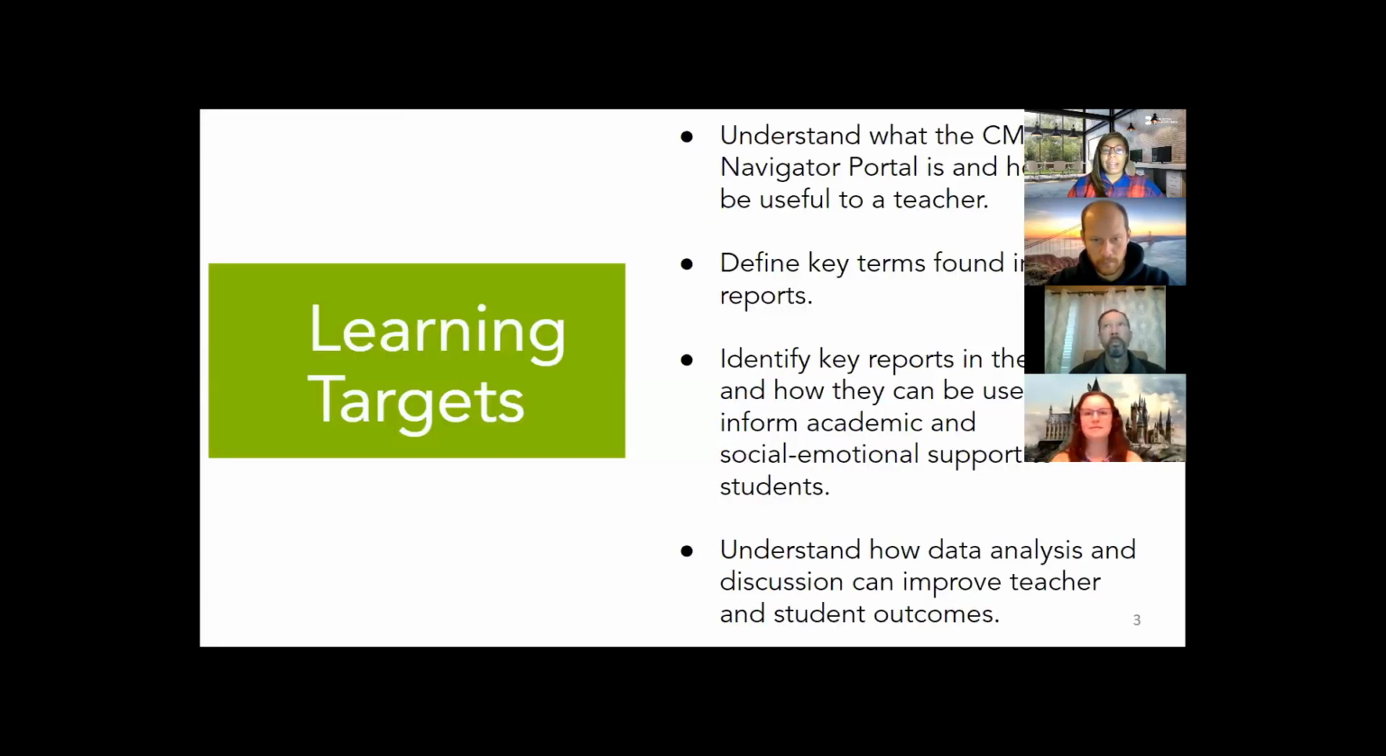By the end of our short time together today, what we want to do is make sure that you have an understanding of the Navigator portal. We have some key terms that we're going to give you as a reference sheet, key terms that are used in the portal. We're going to identify, I want to say, 6 key reports that you can use to better inform your academic and social emotional decision-making for students, and then understand how data analysis and discussion can improve our student outcomes.